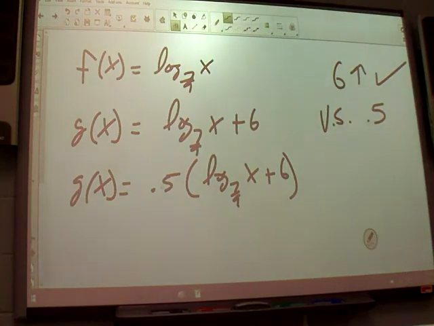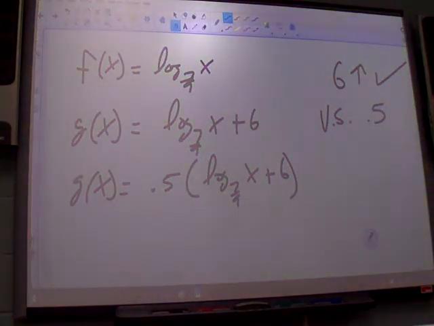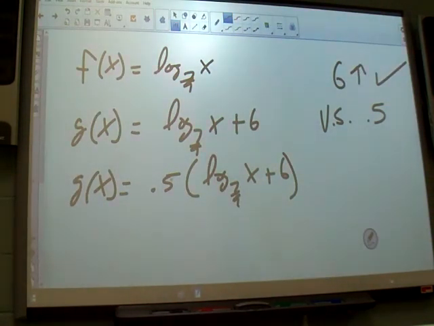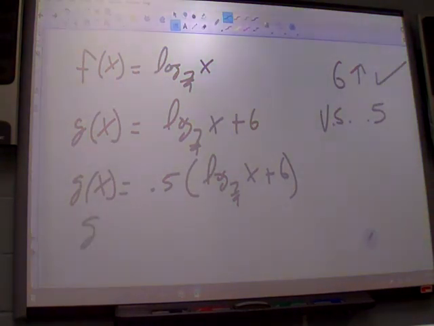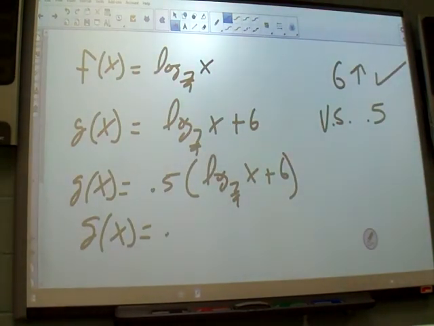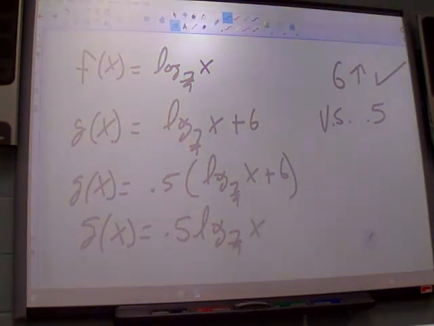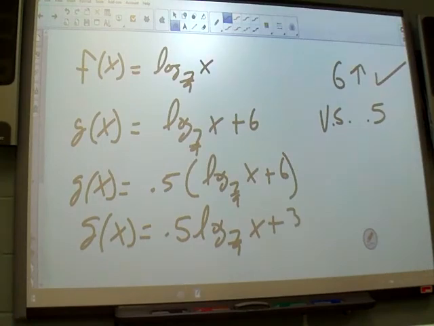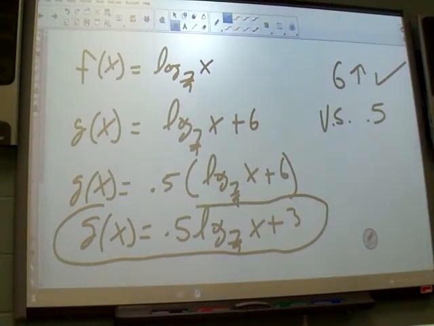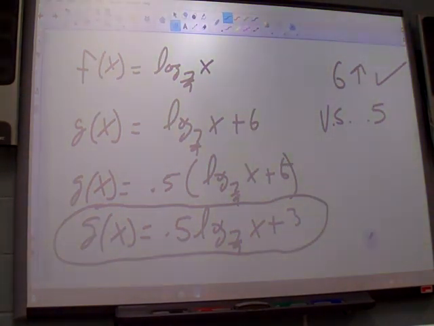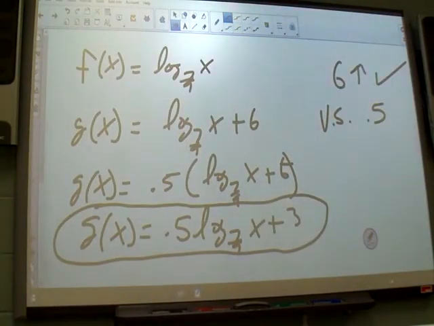And while I really don't know what this step is, I'll just leave the 0.5 there. But I do know what that step is, right? So we'll say g of x is equal to 0.5 log base 7/9 of x plus 3. That's half of 6, right? Yeah. You'd be surprised how many people will not distribute the 0.5 to the 6 on the test. Don't forget that. In front of the whole thing, you've got to multiply it times the whole thing.